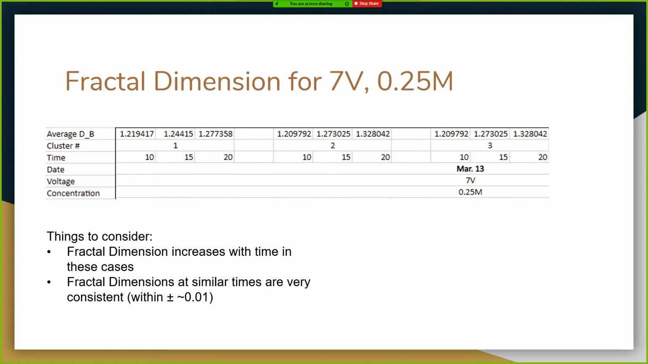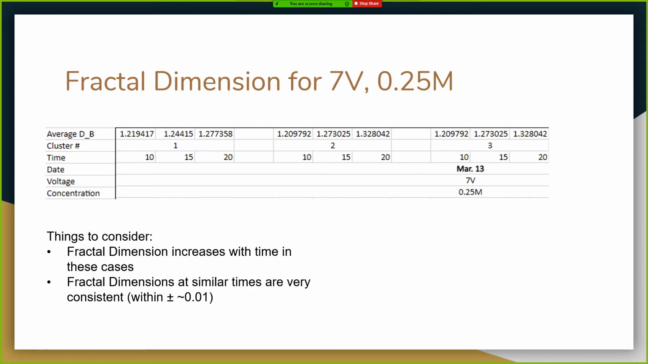We might expect for that to maybe not increase as much as the cluster gets bigger, but I'm not really sure. And each fractal dimension at the same time, so cluster 1, 10 minutes, cluster 2, 10 minutes, and cluster 3, 10 minutes, are very similar to each other. They're very consistent within plus or minus about 0.01. So that's good. That means we can potentially assign a fractal dimension that we'd expect for these parameters of voltage and concentration. And it's very consistent no matter where you look at it, if it's at 15 minutes or if it's at 20 minutes.